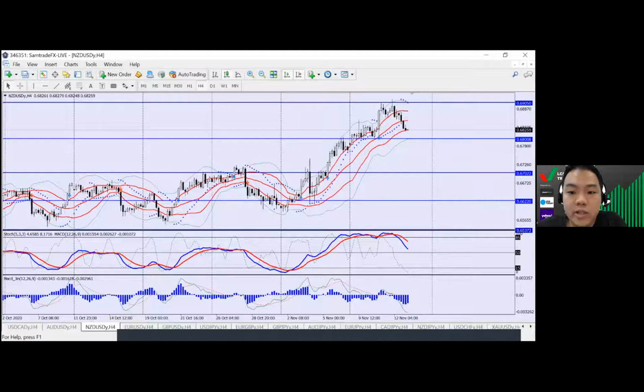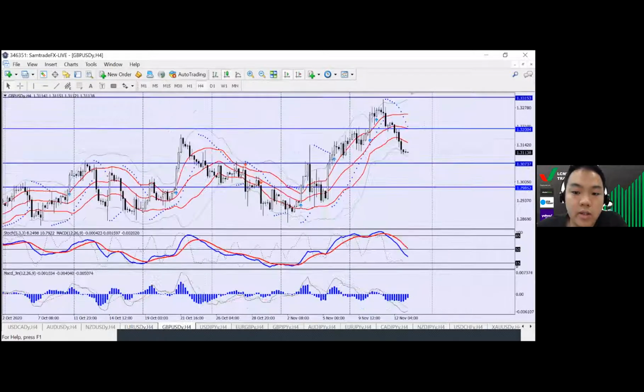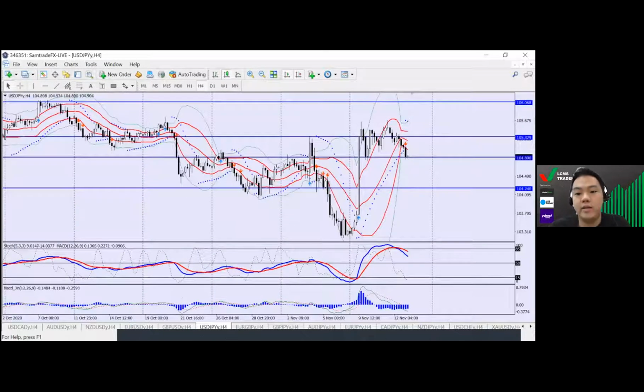We have Kiwi doing the same thing. We have Euro already having rejected the level, broken through one level, and still looking to be on the way down. Pound, same behavior, and US yen. US yen also down with yen currently strengthening slightly.